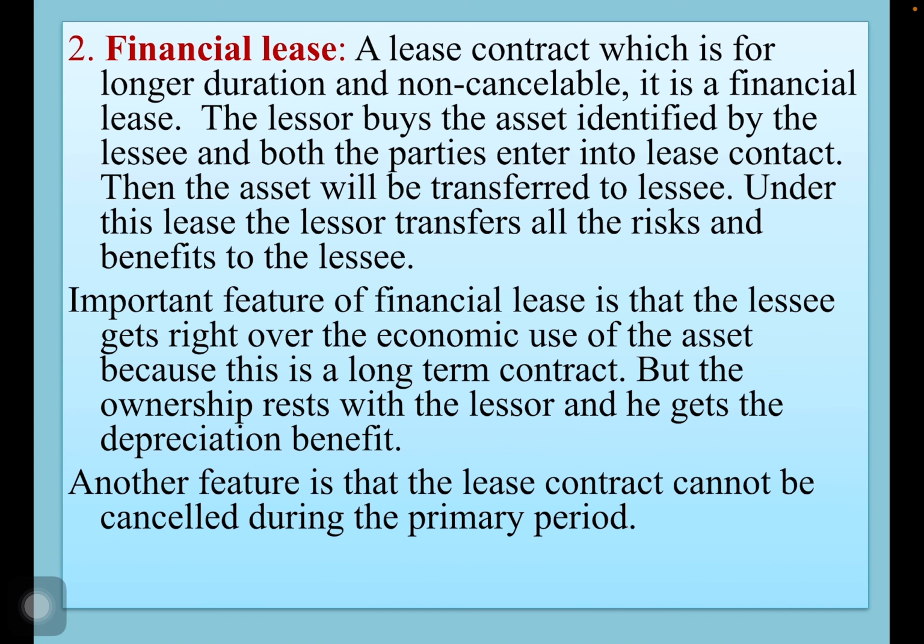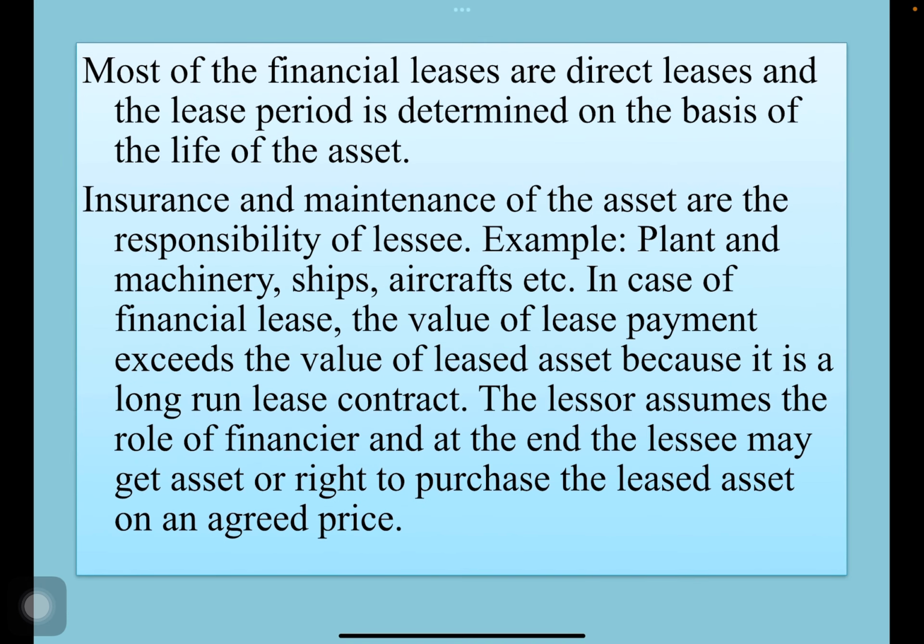Important feature is that lessee gets rights over the economic use of the asset because this is a long-term contract, but the ownership will be with the lessor, that is who buys and gives to him. He gets depreciation benefit, that is lessor only gets depreciation benefit. Another feature is that it cannot be cancelled during the primary period. Most of the financial leases are direct leases and lease period is determined on the basis of life of the asset. Insurance and maintenance of asset are responsibility of lessee. Example is plant and machinery, ships, aircrafts, etc.